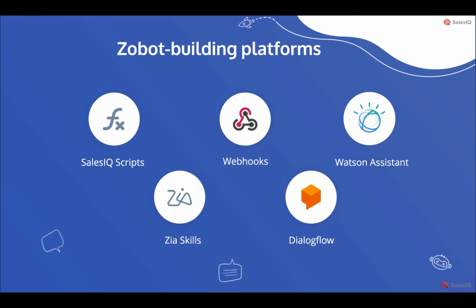So Zoho SalesIQ offers many different platforms such as SalesIQ Scripts, Dialogflow, Zia Skills, Webhooks, and Watson Assistant to help you build Zobots. SalesIQ Scripts is a platform that uses Deluge as its online scripting language, like I had already mentioned. And Zia Skills uses natural language understanding to process and perform your defined skills and actions to respond to your visitors' questions. So you can define a unique set of actions depending upon your requirements.